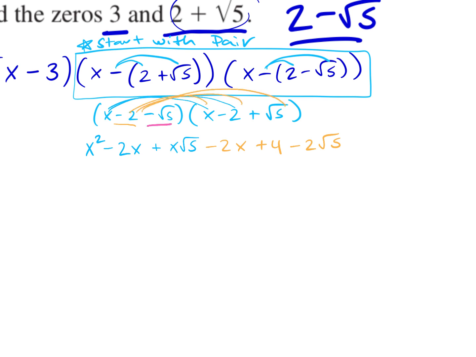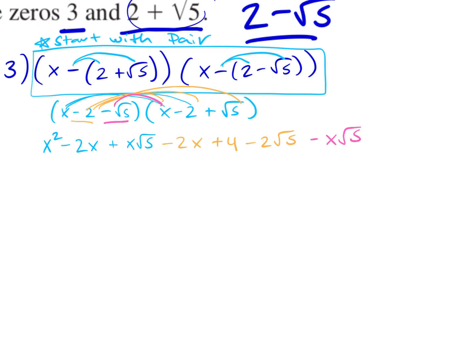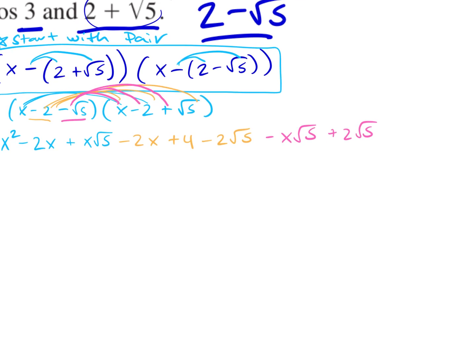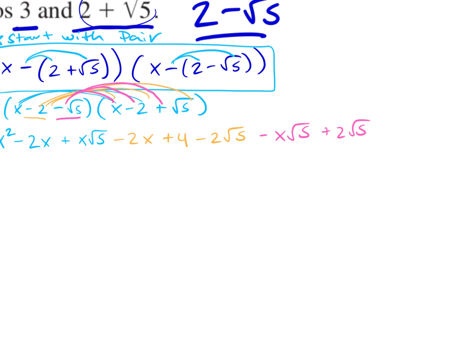And then I can move on to the negative square root 5. So that would be negative x square root 5. Plus 2 square root 5. And then what is square root 5 times square root 5? 5, perfect. So that would be minus 5. So this is it FOILed out.